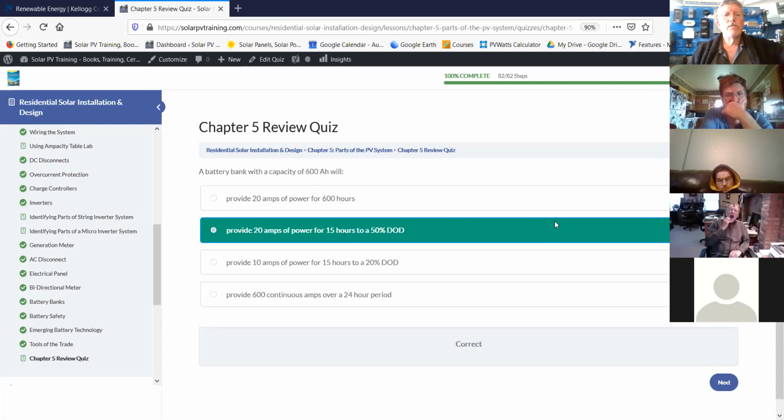So the answer is B, because at 50% depth of discharge, you don't want to use the full 600 amp hours that's available. Then the batteries will last much less long, because you're draining them almost empty each time you use them. And that causes sulfation, which then causes the battery to wear out faster. So usually with standalone systems, we're going to end up setting the depth of discharge to somewhere around 50% for lead acid batteries.